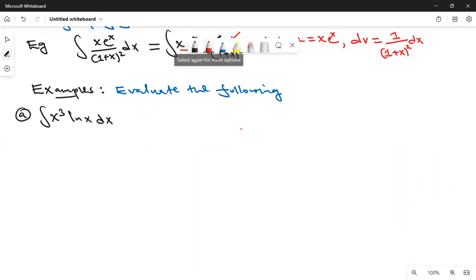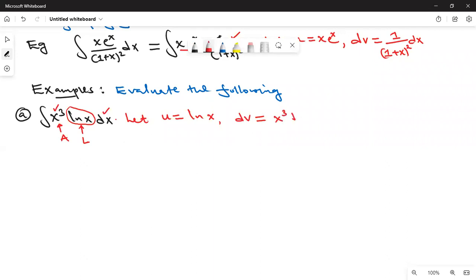As usual, L here is logarithmic, and x cubed is algebraic, a polynomial. So our u will be ln x. That is the one we encounter first, L before A. So let u be equal to ln x, and our dv will be the remaining part, that is x cubed dx.